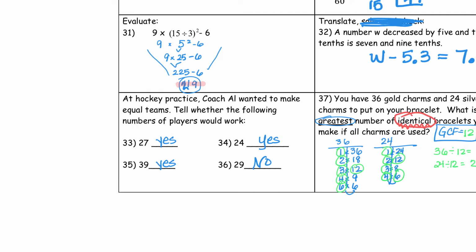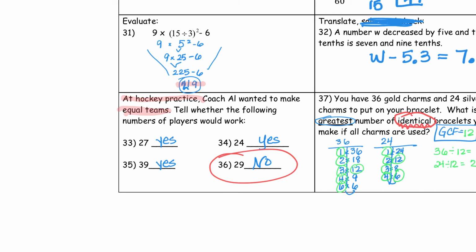33 through 36. At hockey practice, Coach Al wanted to make equal teams. Be careful. Equal teams imply composite numbers. So if you're looking at anything to be equal, you're looking for a composite number. Tell whether the number of players would work. For number 33, the answer is yes. 34, the answer is yes. 35, the answer is yes. And lastly, the answer to number 36 is no. 29 is a prime number. Therefore, you cannot make equal groups with a prime number.